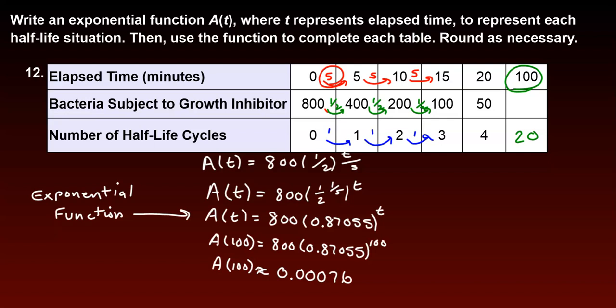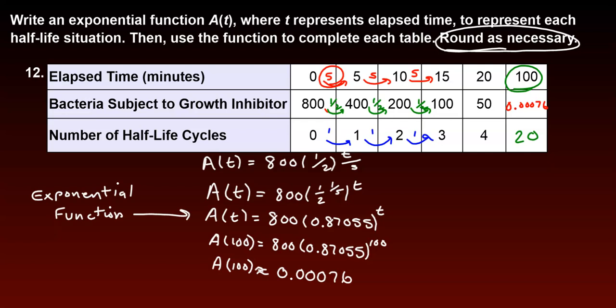0.87055. And then this time it's asking for the 100th term, or after 100 minutes. So we plug the 100 into the function and we get 0.00076. Now this is why it says as necessary, because if we were only rounding to the 3rd decimal place, we would have like 0.001. So sometimes you want to just expand it a little bit and put a couple extra numbers behind the zeros to get an idea of what's going on.